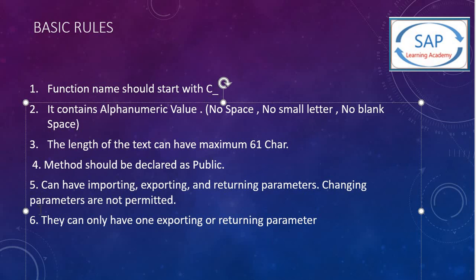Now the points regarding the methods. The method should be declared as public, and it can have importing, exporting, and returning parameters. There should not be any changing parameter since it is not allowed. And regarding the exporting and returning parameter, there can be only one exporting or returning parameter that you will be using in the method.